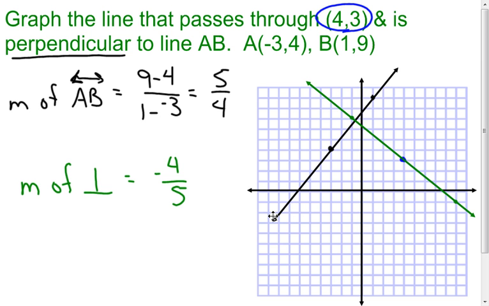There you go. And when you look at it, being it's on the coordinate grid, they should look perpendicular. Now if you sketched your own, it may not look perpendicular because you may not be perfect with what you do. But I have now graphed a line that's perpendicular to line AB. And that's going to conclude our lesson on looking at the slopes of parallel and perpendicular lines.